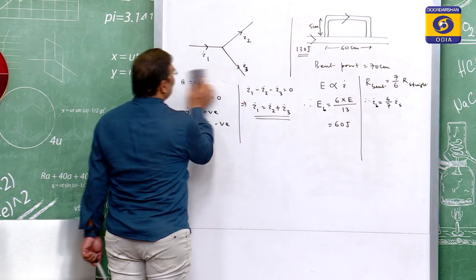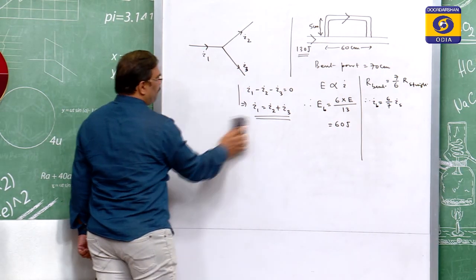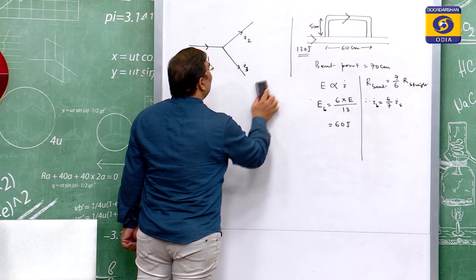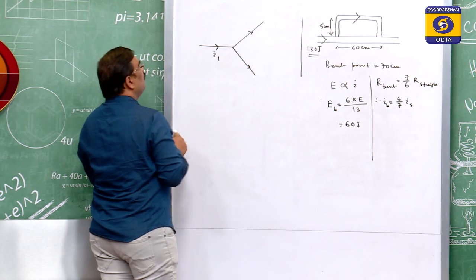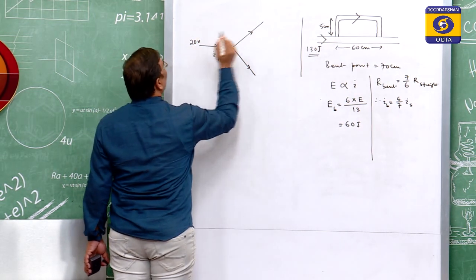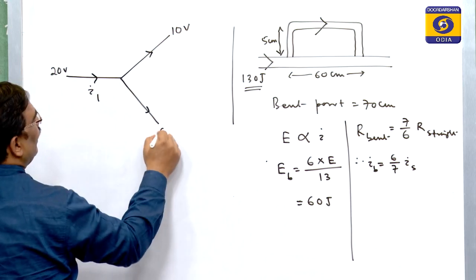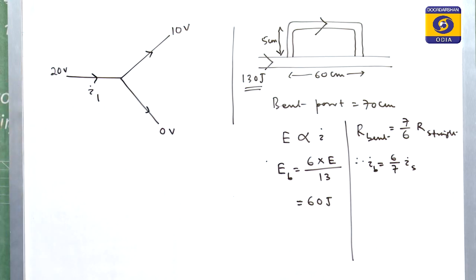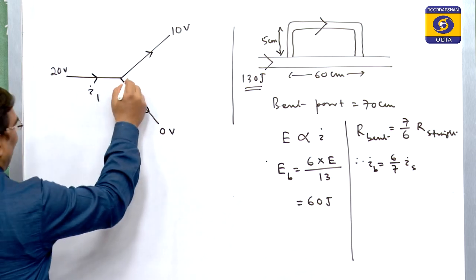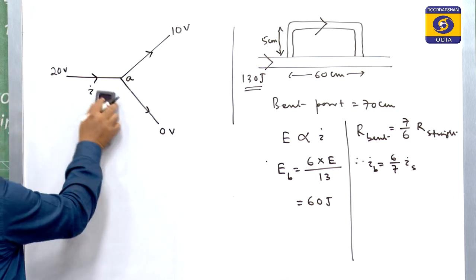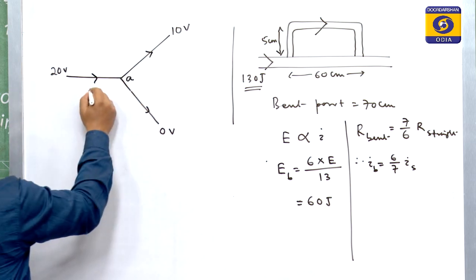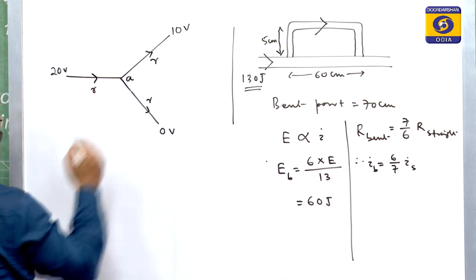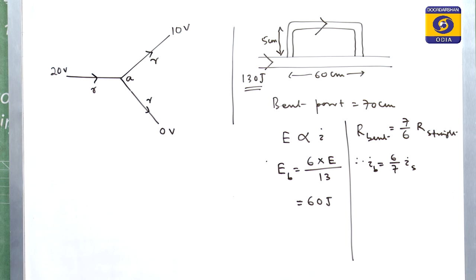Similarly, we can also take another example. Suppose in an electrical circuit, the potentials are given as, suppose, 20 volt, 10 volt and 0 volt, like this. This is my point A, the junction point is A. All the conductors are having equal resistance R. Then calculate the potential of A.